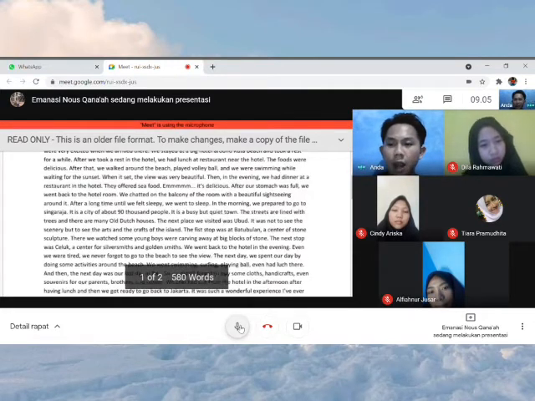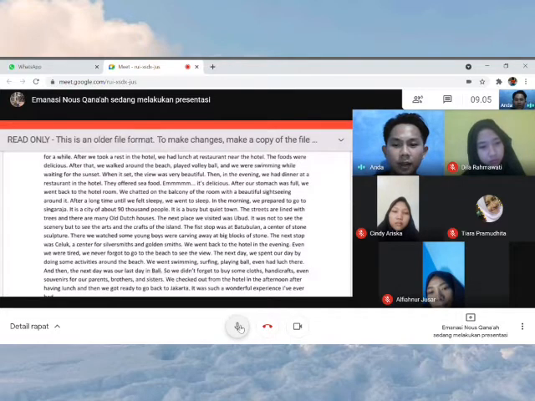The next day, we spent our day doing some activities around the beach. We went swimming, surfing, playing ball, even had lunch there. And then, the next day was our last day in Bali. So we didn't forget to buy some clothes, handicrafts, even souvenirs for our parents, brothers and sisters. We checked out from the hotel in the afternoon after having lunch and then we got ready to go back to Jakarta. Oh my god, it was such a wonderful experience I've ever had. Okay, that's from me. The next material will be delivered by Emanasi, Nous, Qanaah. Thank you.